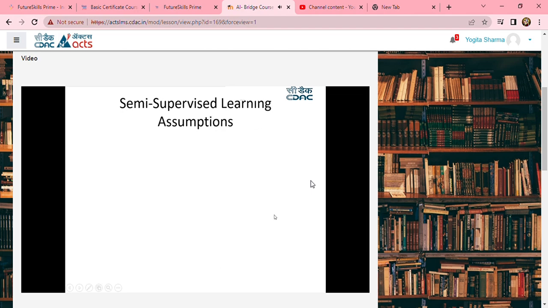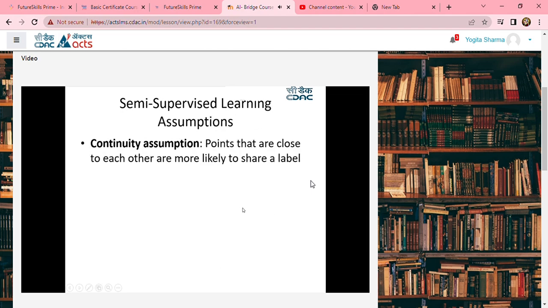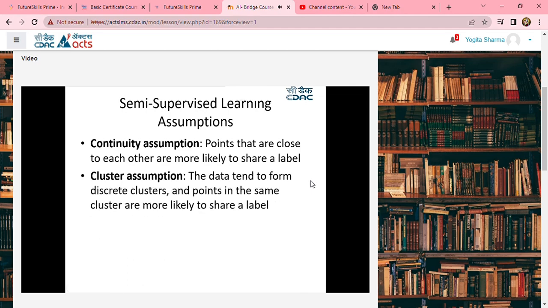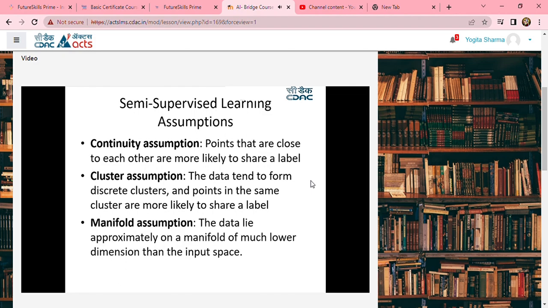Well, there are some assumptions to the semi-supervised learning algorithms. One is the continuity assumption, in which points that are closer to each other are more likely to share the label. It's just like nearest neighbor. The second one is that data tends to form discrete clusters, and points in the same cluster are more likely to share a label. The third assumption is that the data lies approximately on a manifold of much lower dimension than the input space which has been provided.